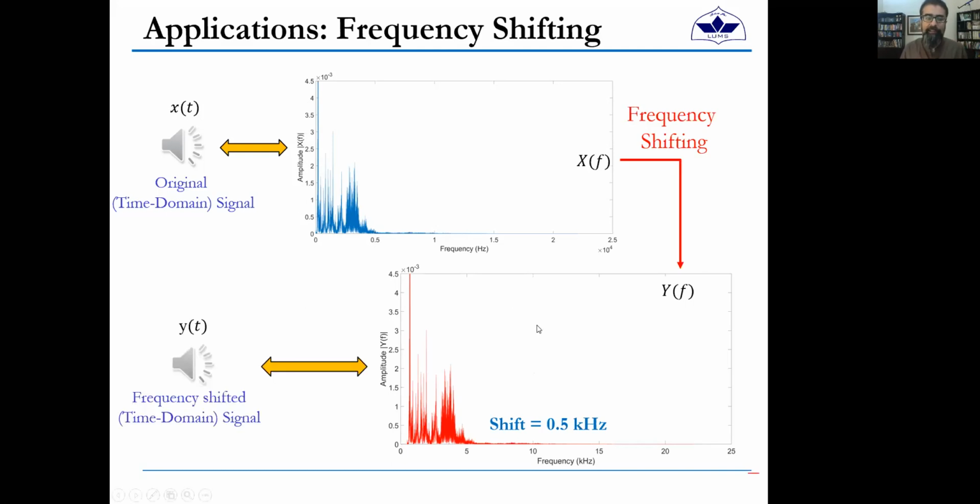And then I take the inverse Fourier transform. And this is what the time domain signal sounds like. EE100 is awesome. Right, and you see, this is distorted. Yes, I agree, this is distorted, but the pitch is higher, right? Because it has gone up.